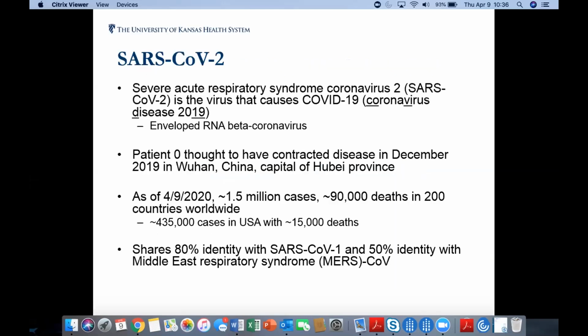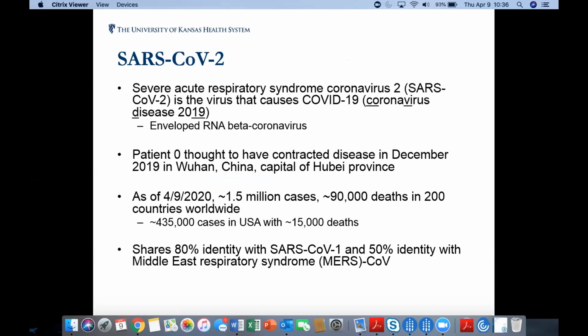SARS-CoV-2 stands for Severe Acute Respiratory Syndrome Coronavirus 2. This is the virus, and the disease that it causes is COVID-19, which stands for Coronavirus Disease 2019. You can see where I've underlined how this corresponds to the specific acronym. This is an enveloped RNA beta coronavirus, and I'll explain what a beta coronavirus is on an upcoming slide.